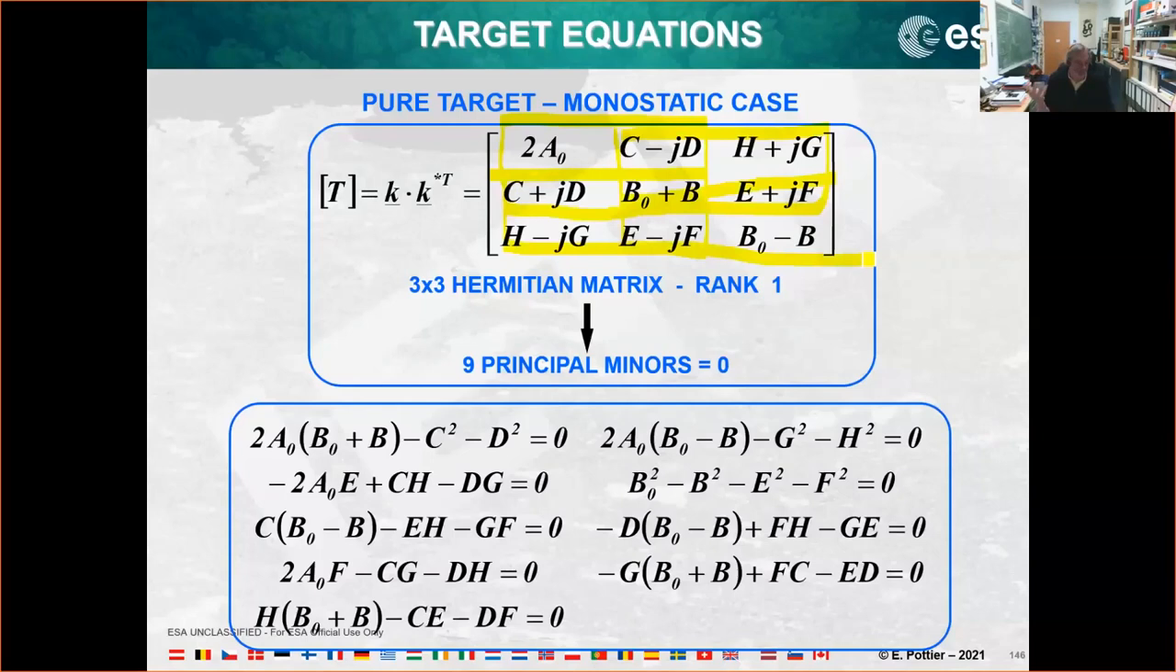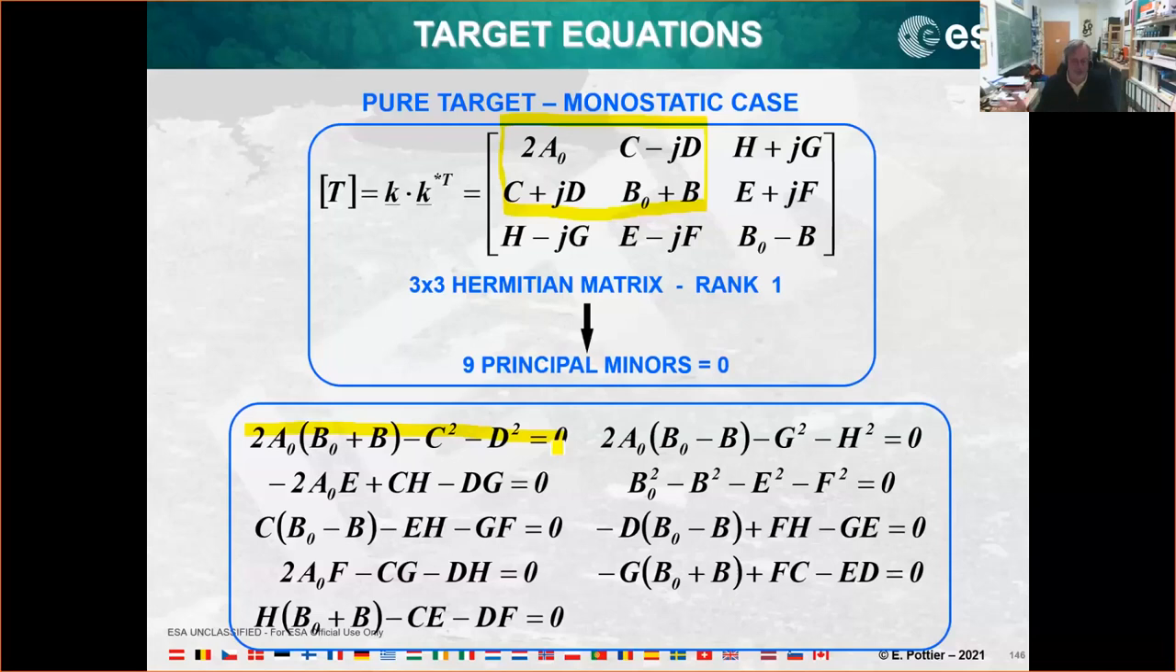So if I take, for example, this first submatrix and calculate its determinant, it would be 2A0 multiplied by B0 plus B, minus C plus jD multiplied by C minus jD. And the result will be this equation. I can do the same with another submatrix, and I can get another equation. So it is like that I can create the nine equations which link all my nine parameters together. And so like that, I can come back on my feet, okay? So I still have 5 degrees of freedom, which are constructed from 9 dependent parameters, but with 4 related equations.